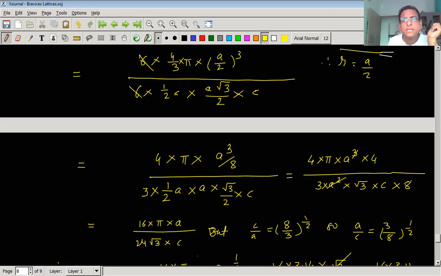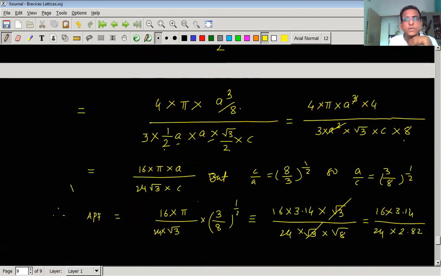Again we can simplify it as 4 into pi into A cube into 4. Now this 2 into 2 will become 4 and that will go to the numerator. So it will become 4 divided by 3. This 4 by 3 is there. 3 into A square into root 3 into C into 8. This 8 will go to the denominator. So after simplifying in this way, 16 into pi into A by 24 into root 3 into C.